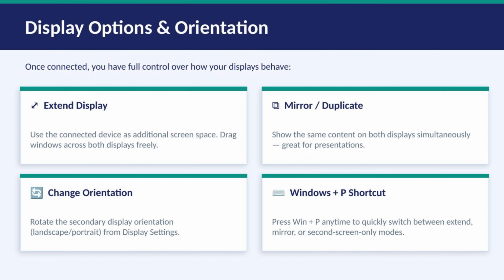That's how you use the Spacedesk Driver Console to extend or mirror your display to other devices. Whether you choose a wireless Wi-Fi connection or a wired USB connection, the process is straightforward once you understand the settings.